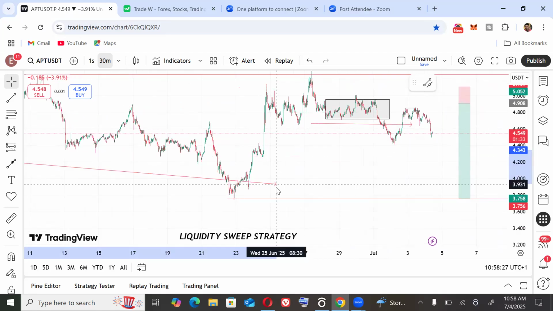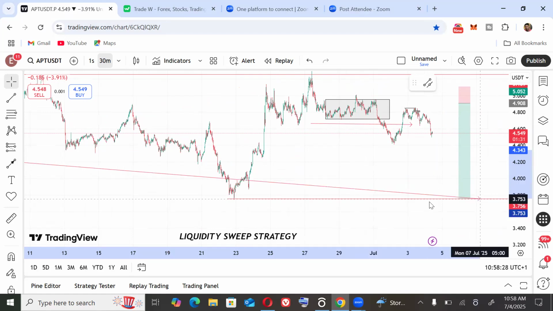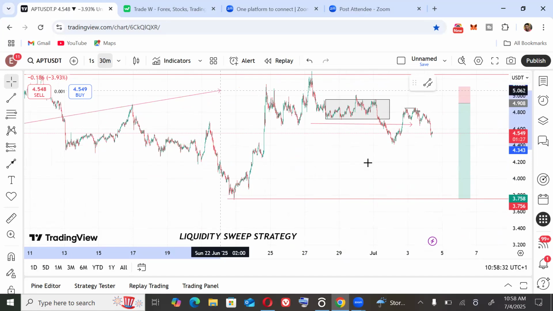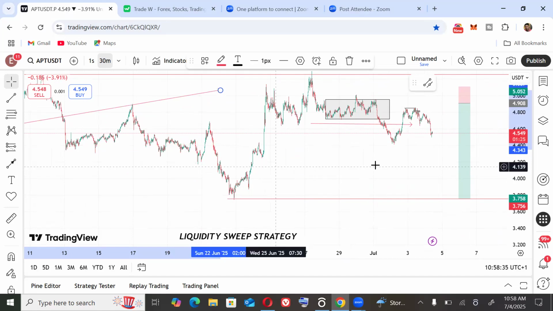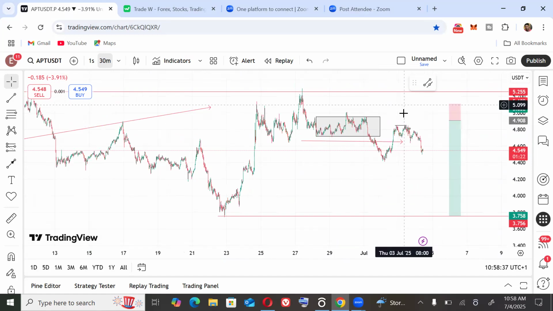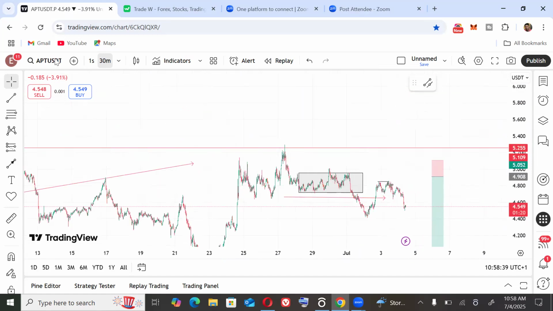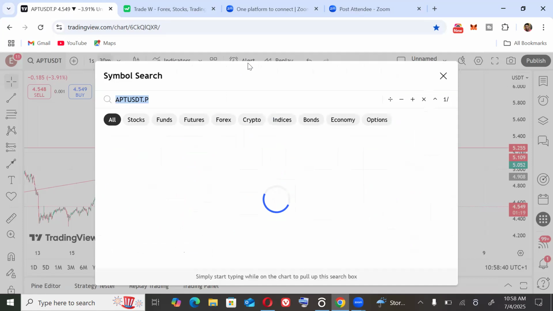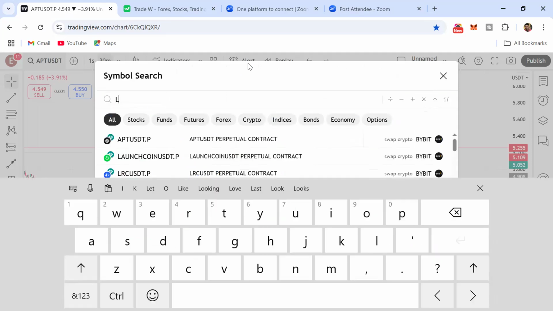Selling it all the way down to this point. It's a swing trade. All right, so you can see this, take advantage of this. This is APT USDT. Now, I want to show you another schematic that works. Liquidity sweep. This is going to be on launch coin.